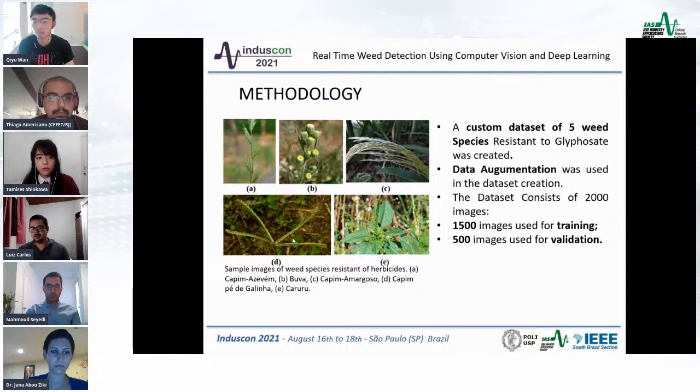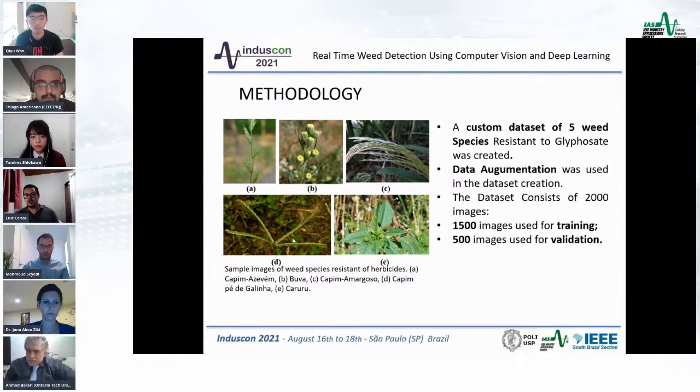The data set is composed of 2,000 images, with 1,500 images used for training and 500 images for validation, where 300 images of each weed species were used for training, and 100 images for validation.